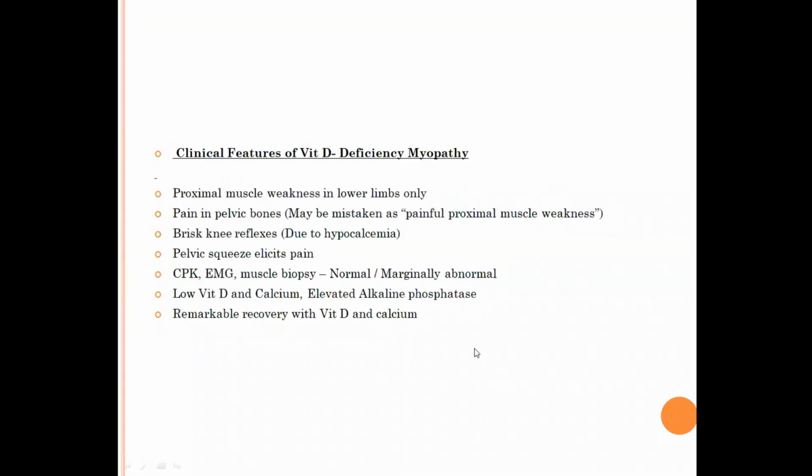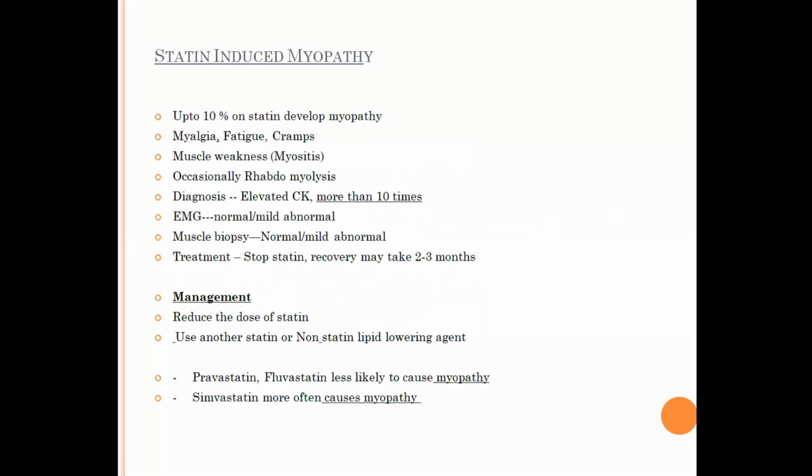The patient improves dramatically. So these are the clinical features: proximal muscle weakness, only lower limbs. They will never get upper limb weakness. Pelvic bone squeezing gives rise to pain, and CPK, EMG, muscle biopsy are marginally abnormal. The amount of weakness the patient has does not commensurate with the EMG findings or with the CPK levels. And remarkable recovery. As you all know, most of us have low vitamin D and low vitamin B12, but what you find in the lab report, is it applicable to the given patient? You will have to decide clinically.